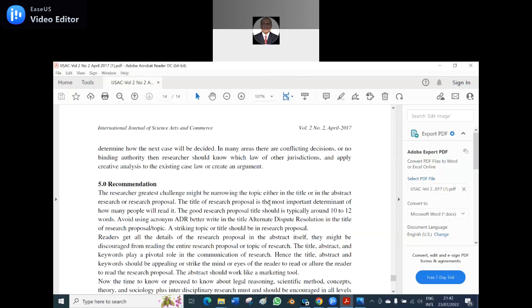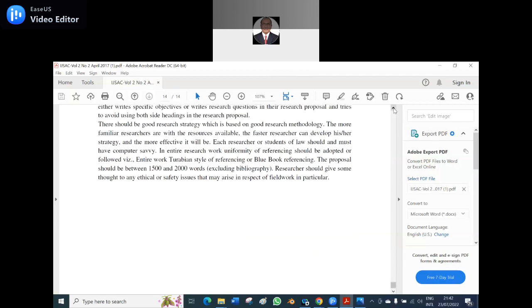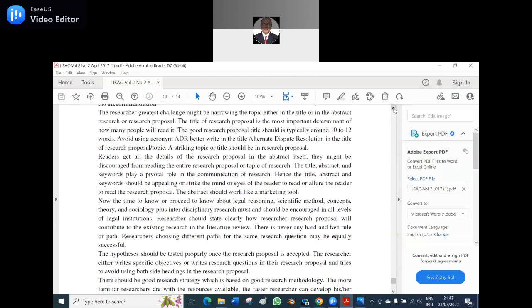Readers get all the details of the research proposal in the abstract itself. Yes, that is the gist of it. Face is the index of the mind. In the same manner, the abstract is the index of the entire work. Am I right?